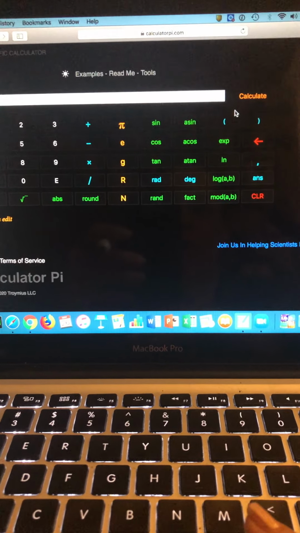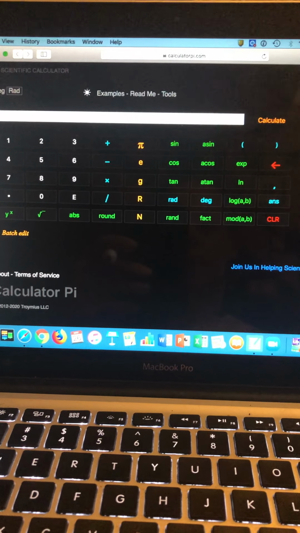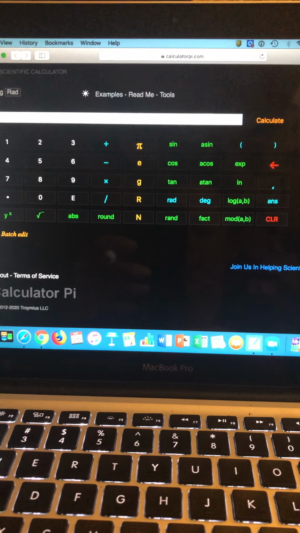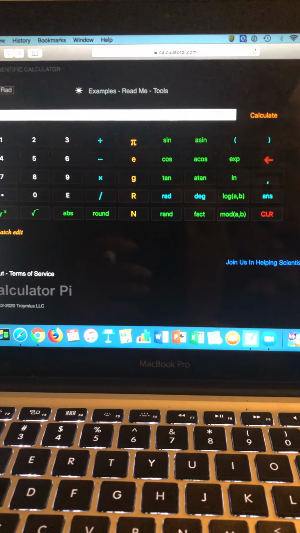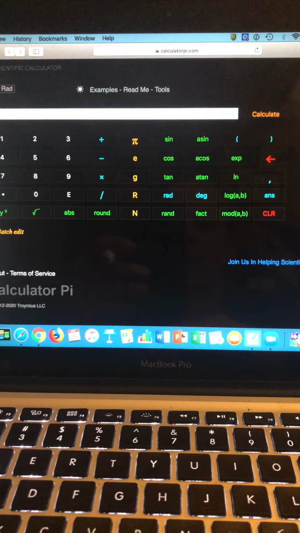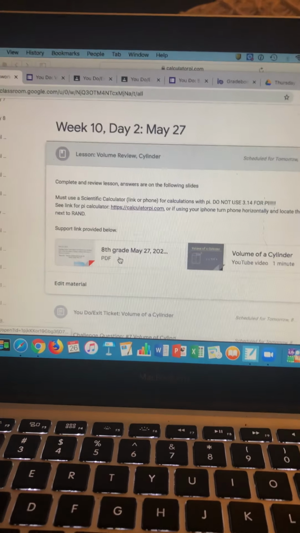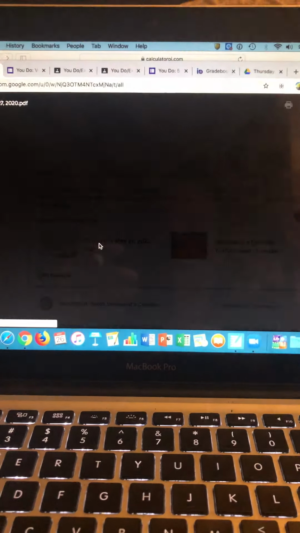I'm going to model using this since I can't show you my phone, but like I said, if you have an iPhone and you turn it horizontally when you go to your calculator, the pi key is located next to the key called rand. So if I go back here, this is your lesson, click on it.